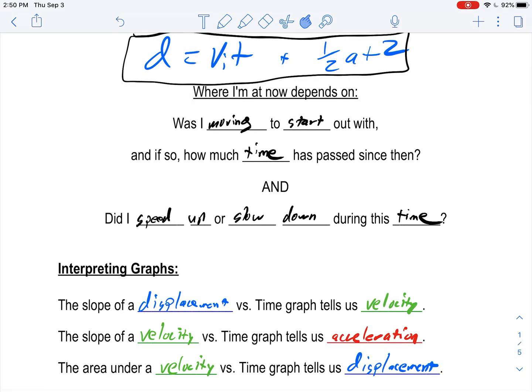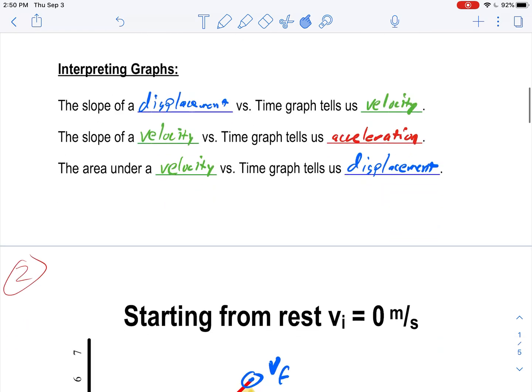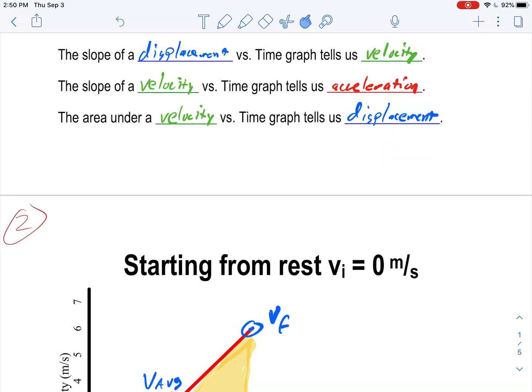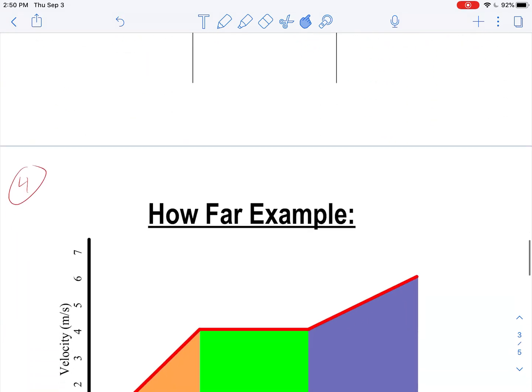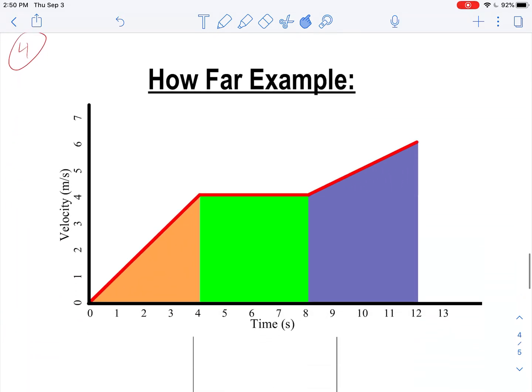All right. So I know that's pretty complex, but we're going to do an example problem that shows how we apply these new tricks that we've derived. So if I scroll down to page number 4, I have this "how far" example. I have a graph of motion here.